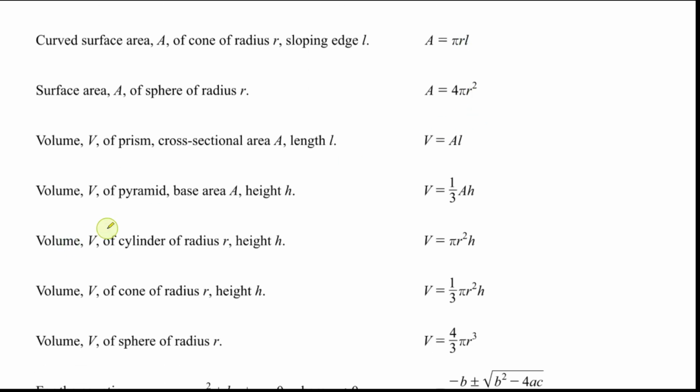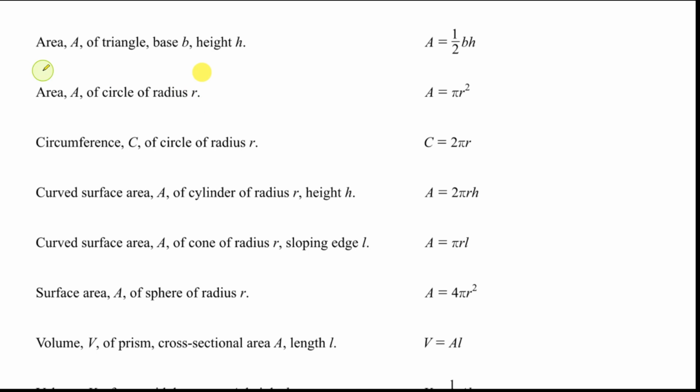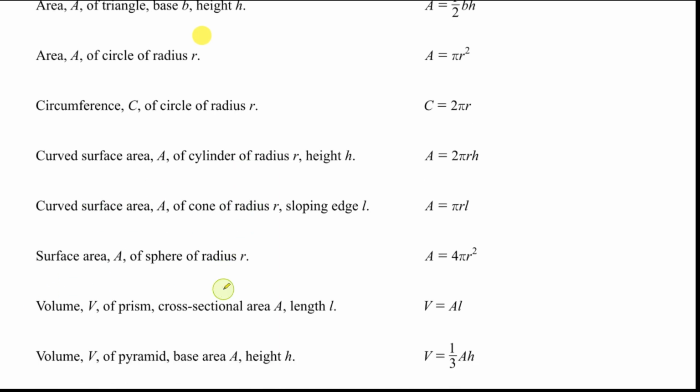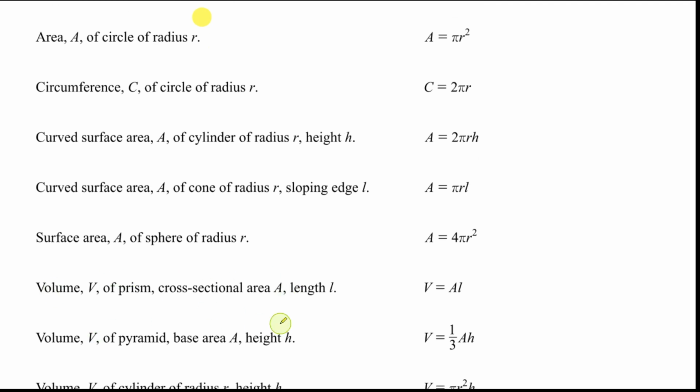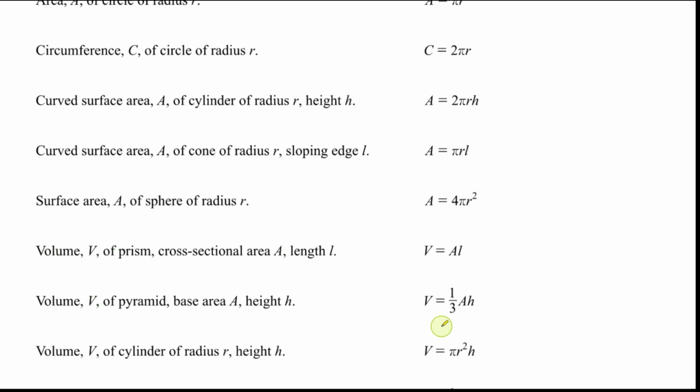You have the areas of triangles and circles, the circumference of circles, curved surface areas of cylinders and cones, surface area of spheres, volume of prisms, volume of pyramids, volume of cylinder. This should really be enough for the volume of a cylinder, because it's like a prism. The cross-section area is a circle, so it'd be pi r squared times how high it is. But this is what we're looking for here.